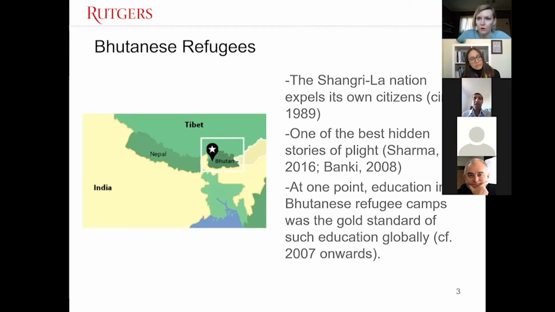And they were living in the refugee camps in Nepal for almost two decades until 2007. There was the agreement for the third country resettlement, and the US was one of the countries to resettle them. And that's how these students were here in the US.